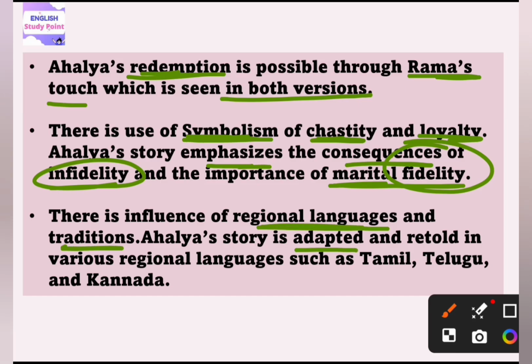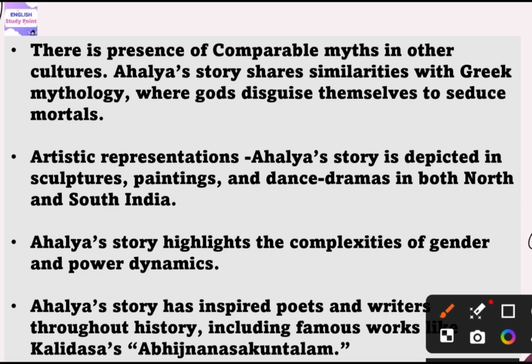Then there is the influence of regional languages and traditions. Ahalya's story is adapted and retold in various regional languages such as Tamil, Telugu and Kannada. Each adaptation in a different language incorporates local cultural nuances and storytelling techniques. So when these stories are told in different languages as well as versions, it may also highlight different storytelling techniques that people adopt in order to tell this story again in a new as well as fresh manner.